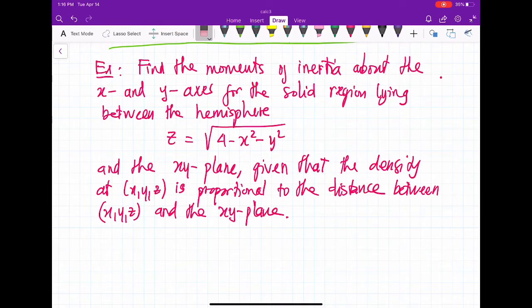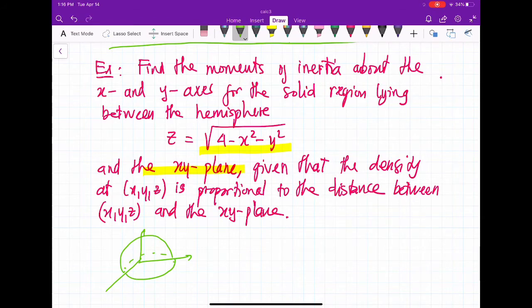To finish this video, we'll solve one more problem on the second moment, or the moments of inertia. Now they give us some hemisphere z equal to square root of 4 minus x squared minus y squared, and they consider some solid region lying between this surface and the xy plane. So you can imagine we have something like this.